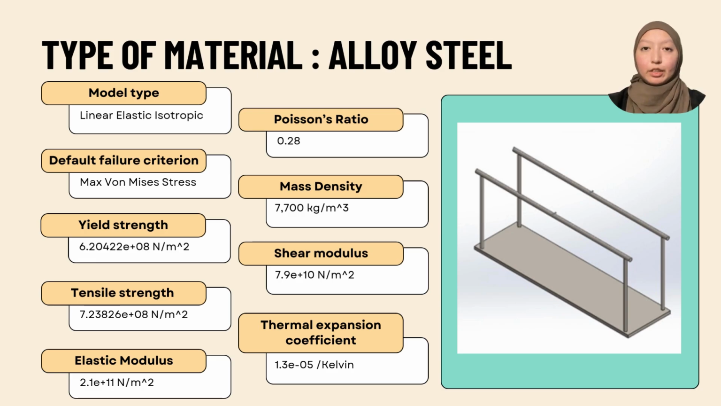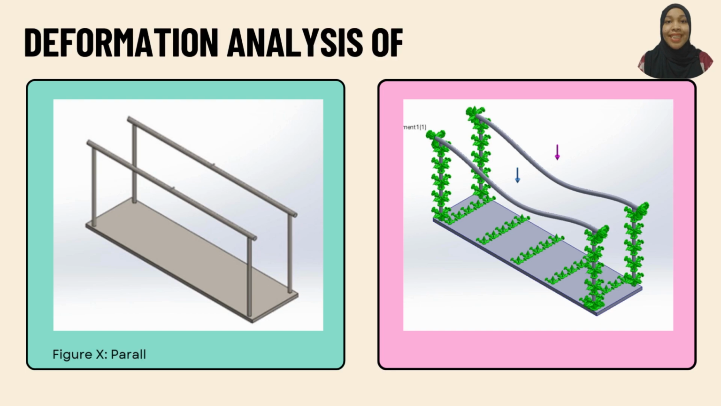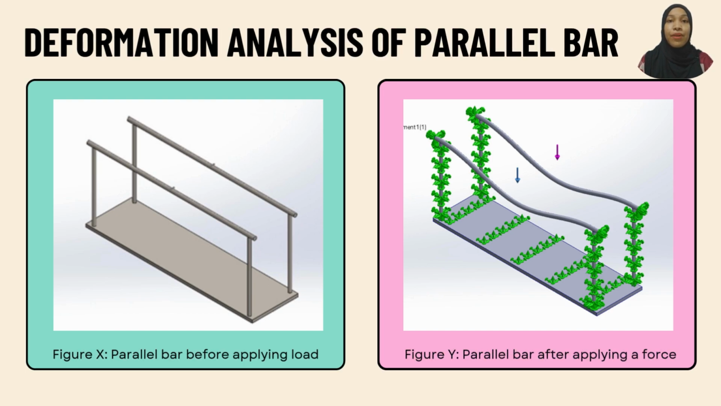The type of material used is alloy steel. This is the properties of the material. Here, you can see the parallel bar before and after applying the load. The visual shows how the structure deforms slightly when force is applied, simulating the real-life pressure from a user.